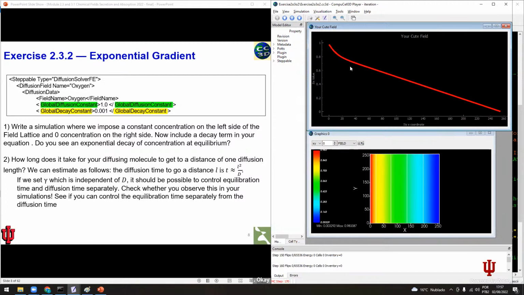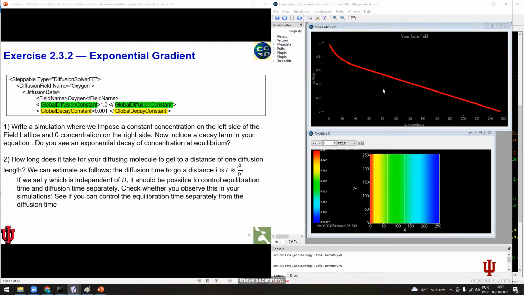But the diffusion time is different. The diffusion time is, imagine you have a drop of dye over here at x equals 0. How much time will it take to diffuse across a certain length? It's another type of time, okay? And you can control those separately.